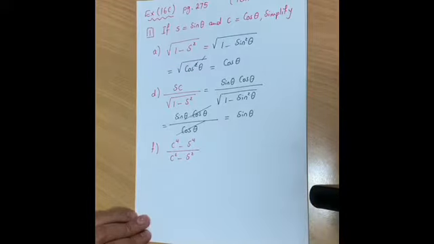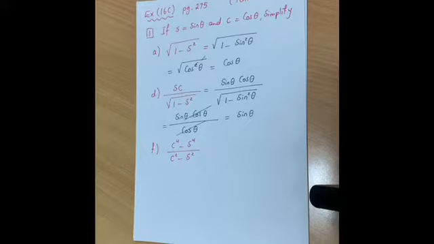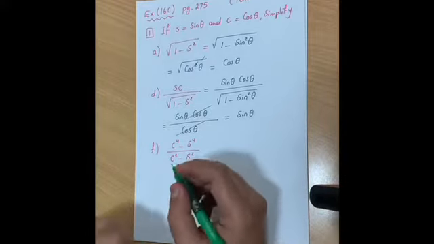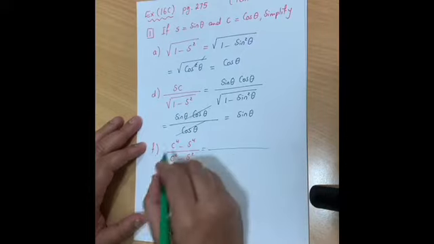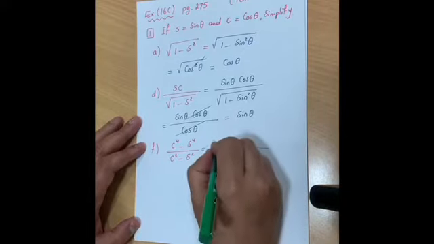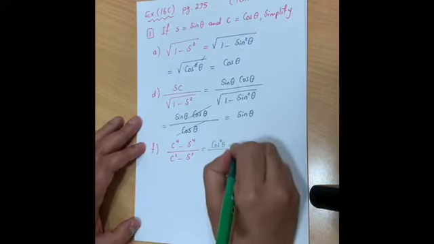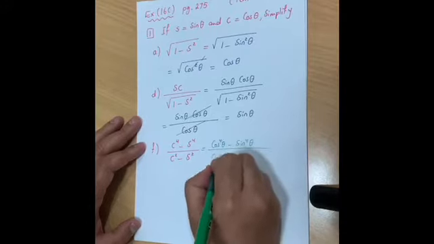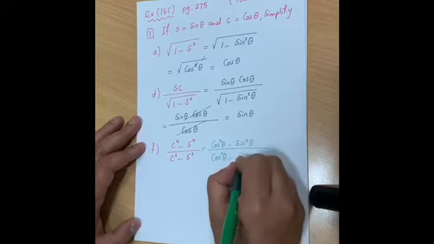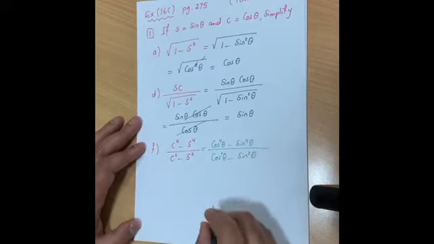Let's solve this question. C power of 4 minus s power of 4 over c squared minus s squared. What are you supposed to do? We're going to change c into cosine, so it's cosine power of 4 theta minus sine power of 4 theta over cosine squared minus sine squared.